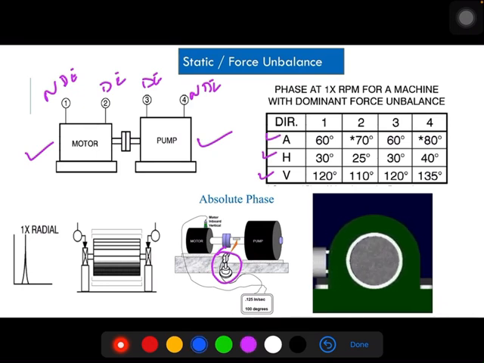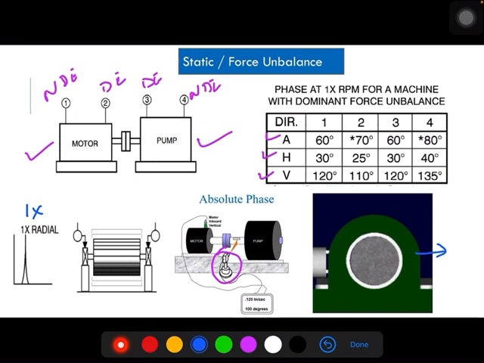Because of this static or force unbalance, you will get different phase readings across horizontal, vertical, axial. If it is pure static unbalance, then you will get 1x RPM in the radial directions. Radial means either horizontal or vertical in the spectrum. Mostly you get the 1x dominating peak in the horizontal direction because of stiffness: the machine is less stiff in the horizontal direction compared to the vertical direction. And the phase readings you will get like this.